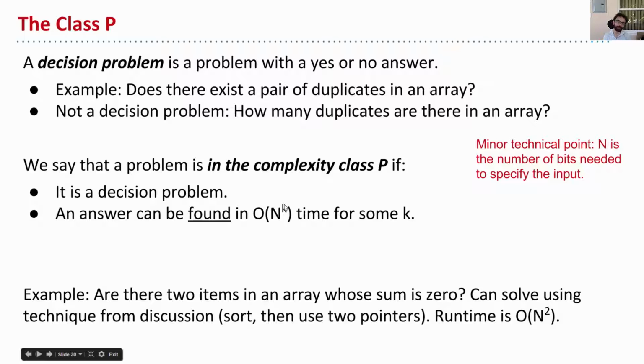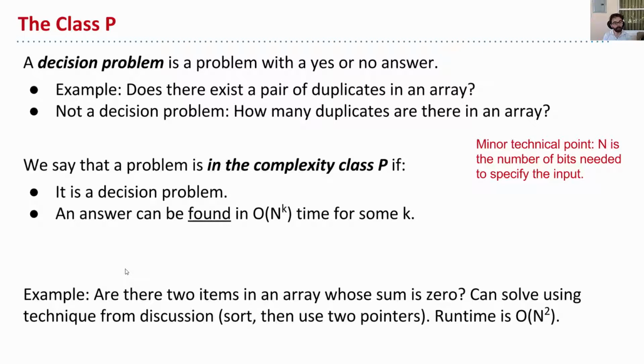So what's a decision problem? Well, it's just any problem where the answer is yes or no. For example, does there exist a pair of duplicates in an array? That's a yes-no question. Not a decision problem is how many duplicates. So it's a decision problem if the answer is yes or no.